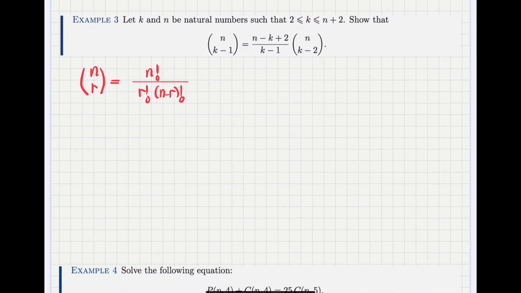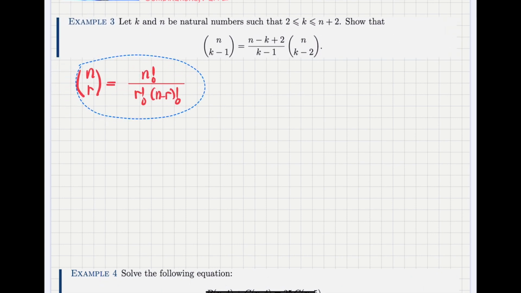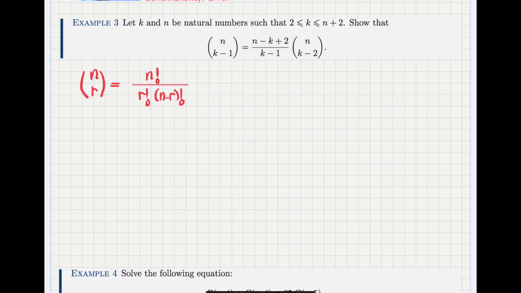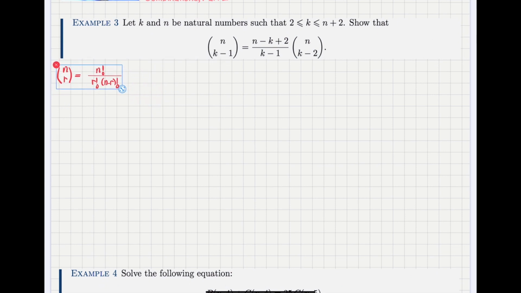I do not have enough space here if I want to write that big, so let me make it a little bit smaller. Now, this is an equality, and I want to show this equality. I think it's always better to start from the side which is more involved and try to manipulate it and simplify it to get the other side. So I will start from the right hand side.